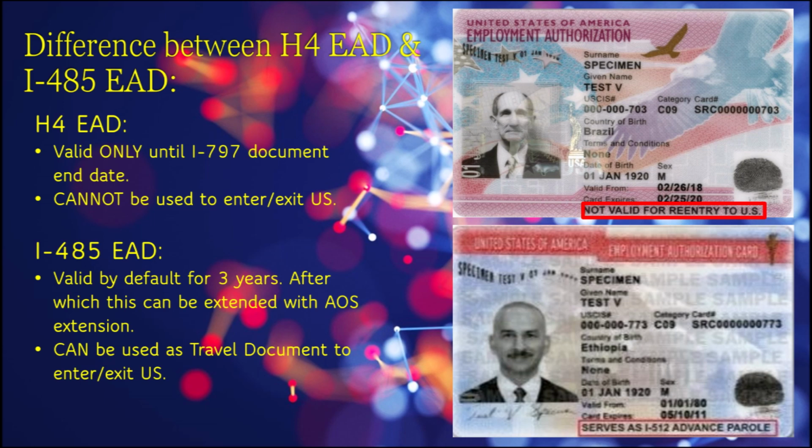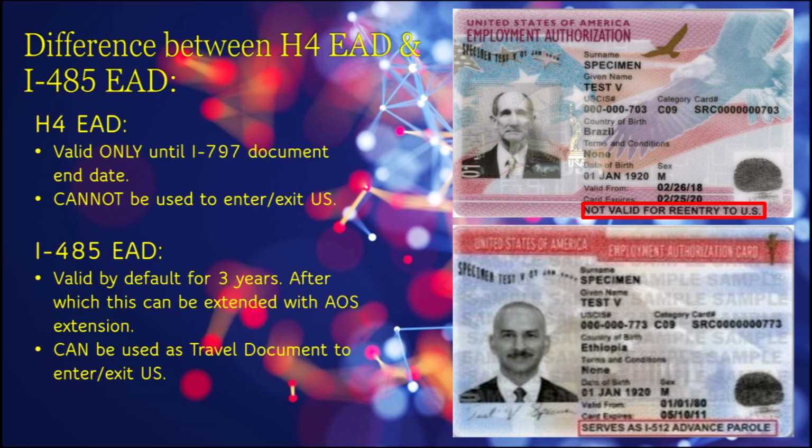And the H4 EAD cannot be used as an entry or exit at the US. So it will not be accepted as a travel document. But on the contrary, the I-485 EAD will be valid for 3 years, after which it can be extended with an AOS extension. And this can be used as a travel document to enter and exit the US.